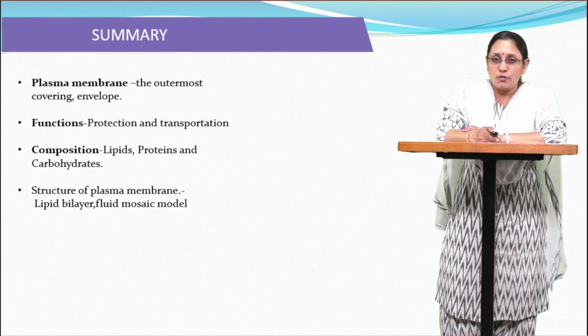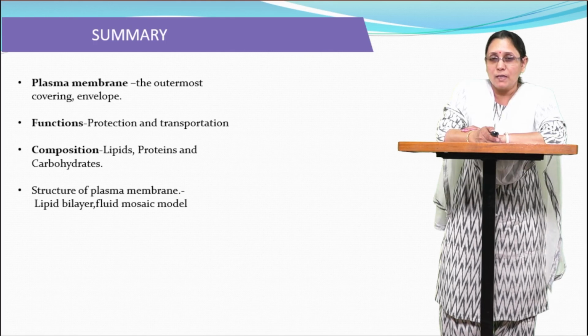Then we saw the composition. The plasma membrane is made up of important biomolecules: lipids, proteins and carbohydrates. Then the structure of the plasma membrane: the lipid bilayer, what it is, its composition, and what the fluid mosaic model is.